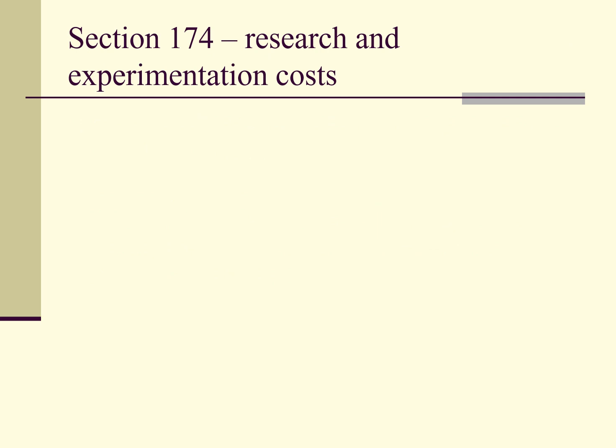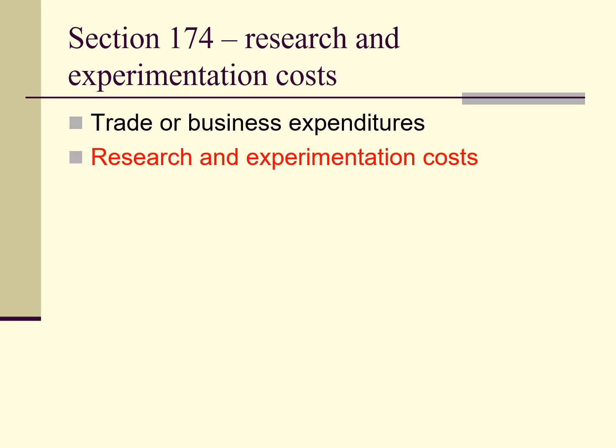Now let's turn to research and experimentation costs under Section 174 as they apply to software development costs. Section 174 costs are research and experimentation expenditures incurred in connection with the taxpayer's trade or business, where the taxpayer intends to use the software in its business. The costs must represent research and development costs in the experimental or laboratory sense.